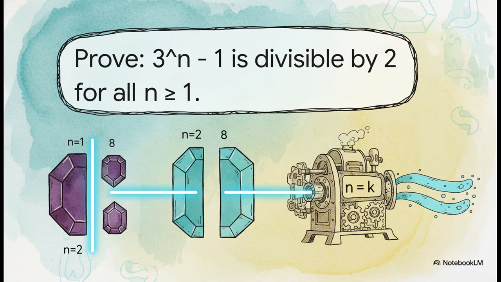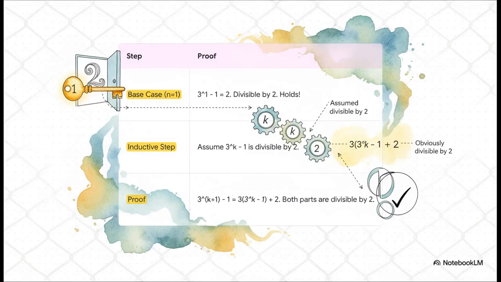Okay, let's try a totally different kind of proof. Induction isn't just for formulas with sums in them. We can also use it to prove properties, like showing that some expression is always divisible by a specific number. So once again, the base case is super easy. For n equals 1, we get 3 minus 1, which is 2. Is 2 divisible by 2?